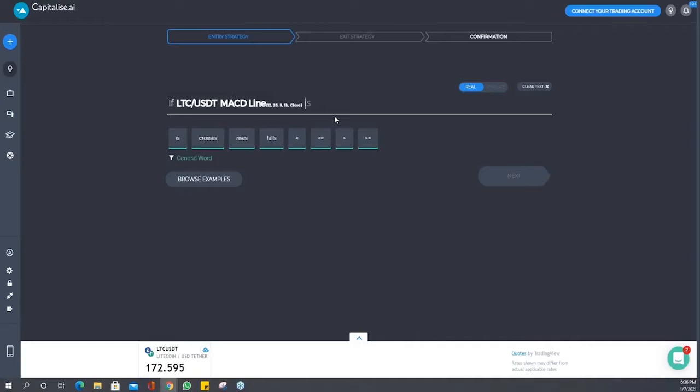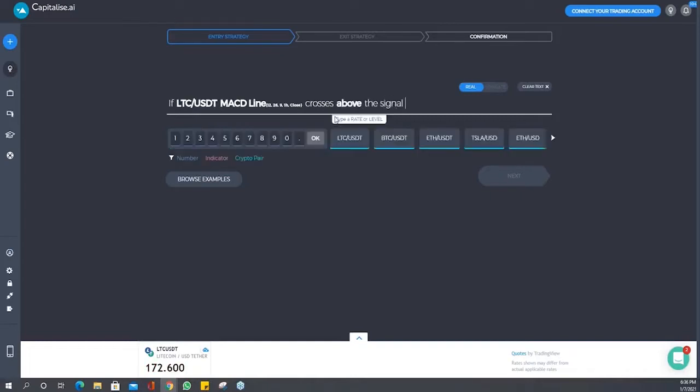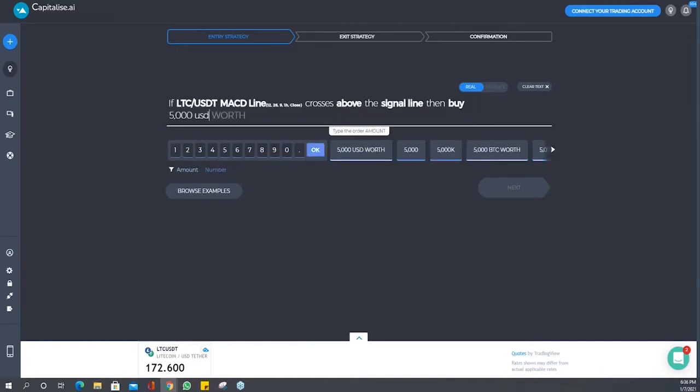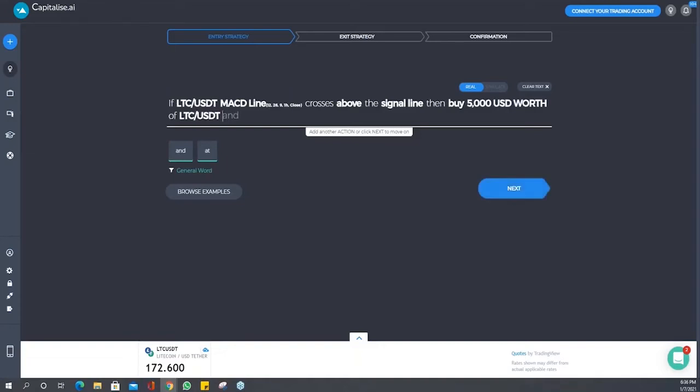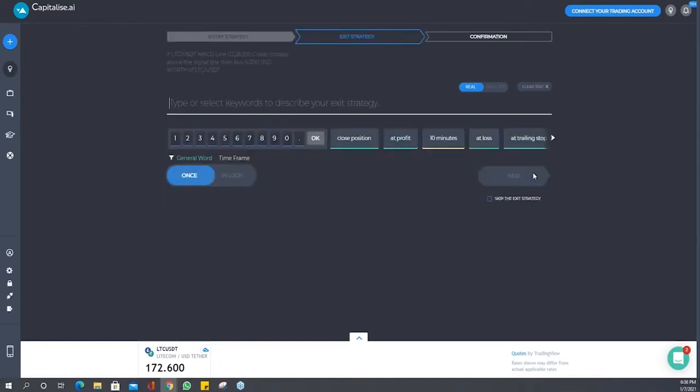I'm not going to think too much about it. Let's say crosses above the signal line, then buy, let's say, 5,000 USD worth of LTC USDT. Great, so we've got a very simple MACD line crossing above the signal line, and then we're going to buy 5,000 USD worth of LTC USDT. Let's have a look at this close.